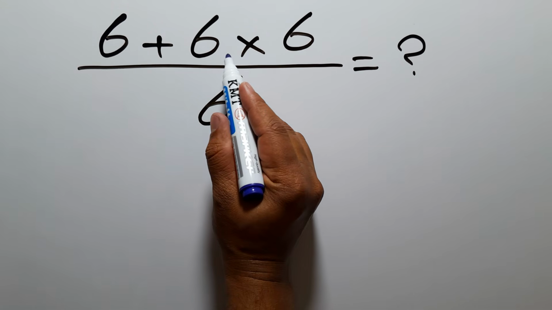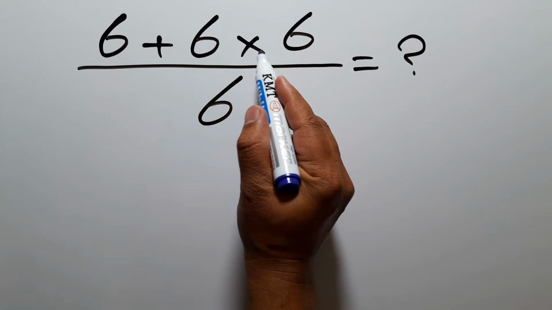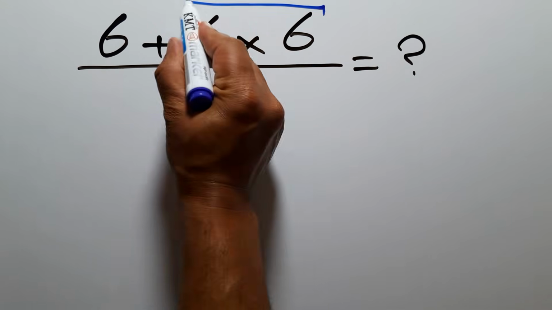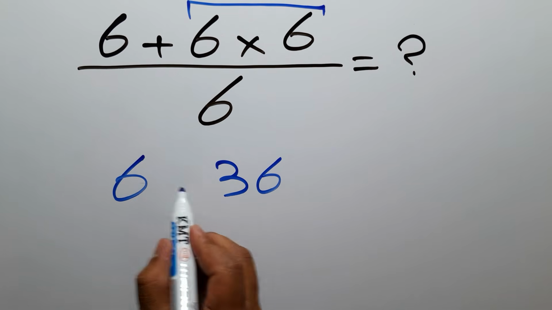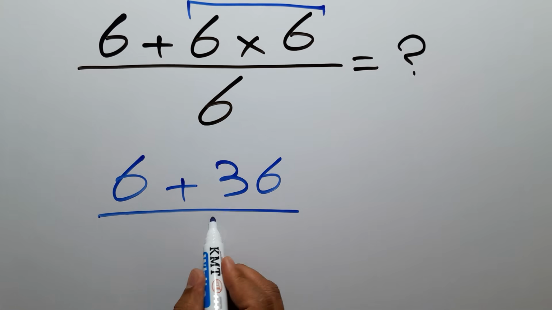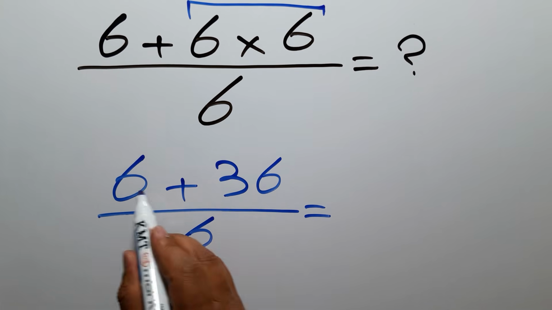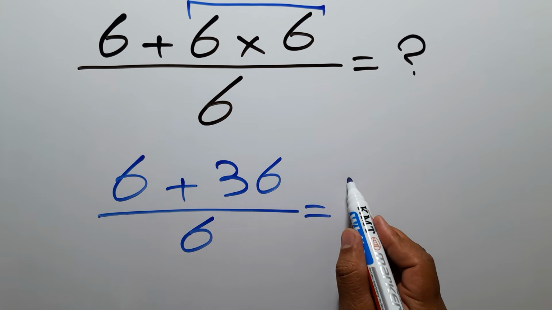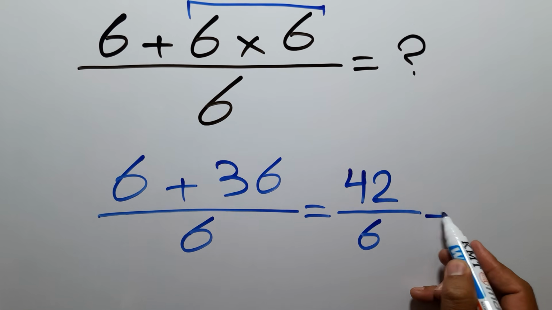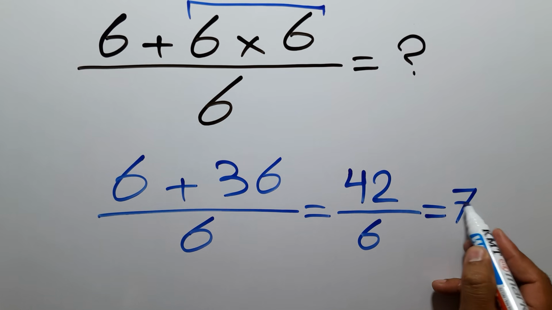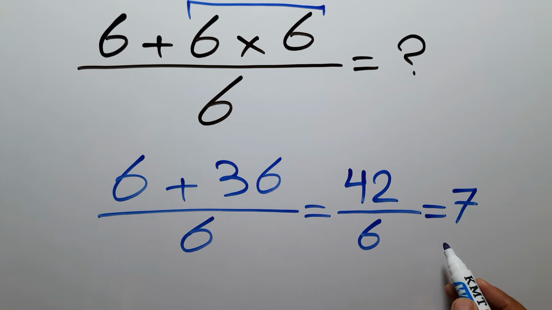First, we have to do this multiplication. 6 times 6 gives us 36. So we have 6 plus 36 over 6. 6 plus 36 gives us 42. So we have 42 over 6, which equals 7. And this is our final answer to this problem.